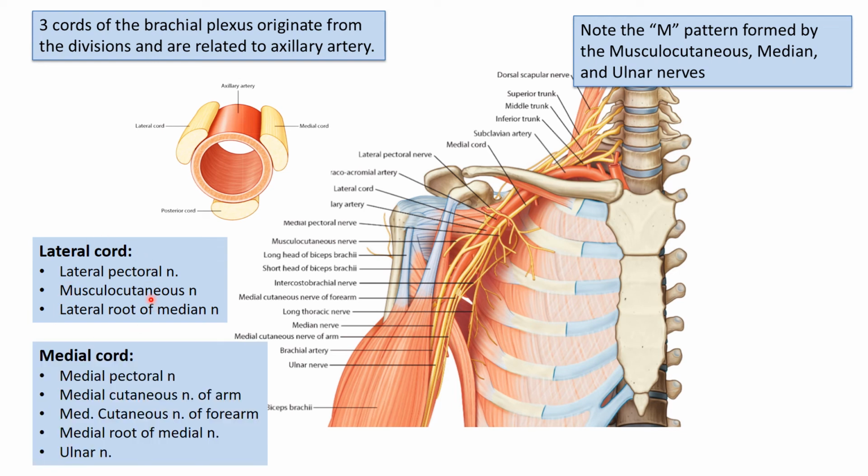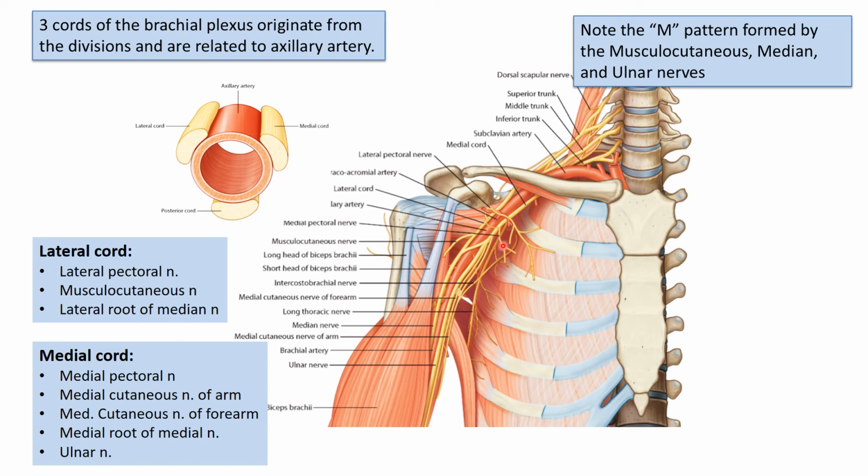Now let's move to the terminal branches of the medial cord. Again, we know these two branches of the medial cord. I mentioned the ulnar nerve and the contribution of the medial root of the median nerve, okay. So the medial pectoral nerve is here. You see, this one is coming from the medial cord.